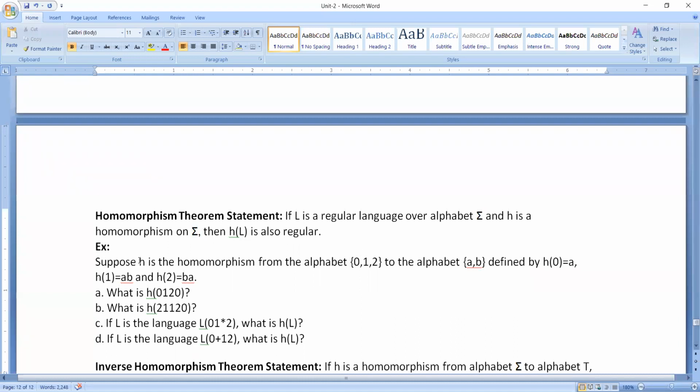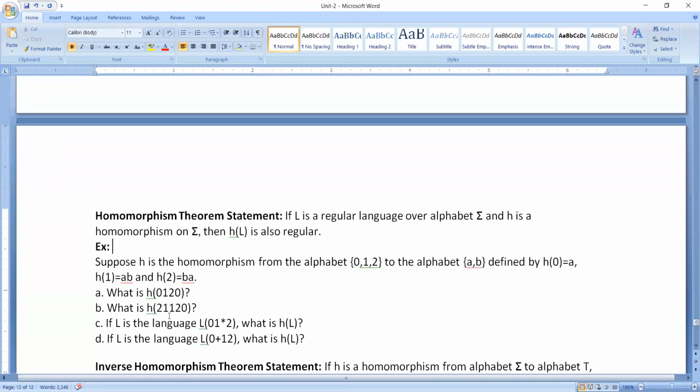Let us observe that H is a homomorphism function working on the alphabet 0, 1, 2. And a, b is the input alphabet of which our language L will be comprised. This language will consist of all those strings comprising either a or b or both a and b.